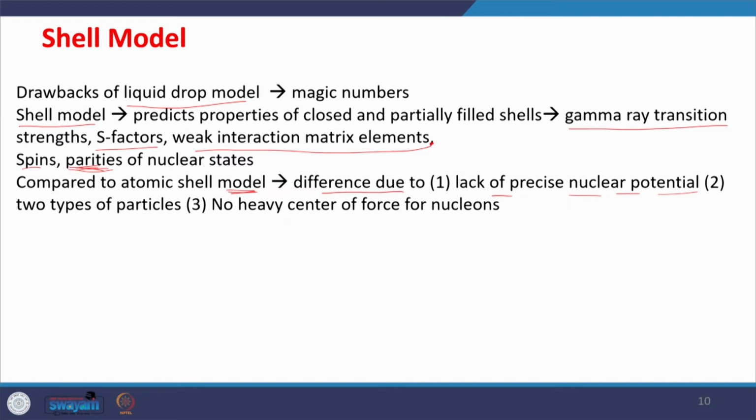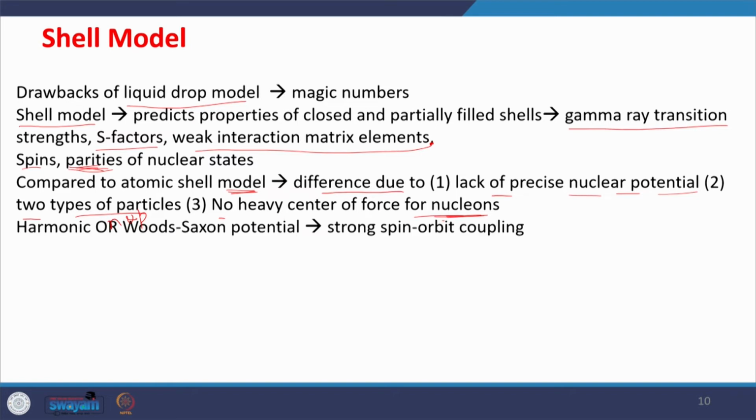And here we have two types of particles like neutrons and protons, whereas in the atomic shell model you have only electrons. And there is no heavy center of force for nucleons. Like in the case of an atom, there is a heavy center of force in the form of the nucleus. That is how the atomic shell model can be understood, but the nuclear shell model cannot be understood in the same way. Nevertheless, by assuming a simple harmonic potential, we can get some idea, and by using a potential like the Woods-Saxon potential, I will not go into the details, you can see in any textbook, which tells us there is a strong coupling between the spin angular momentum and orbital angular momentum.